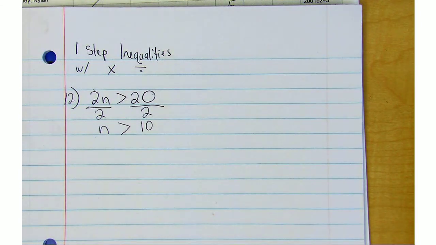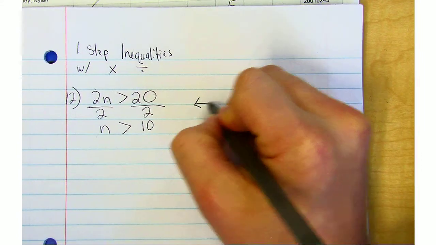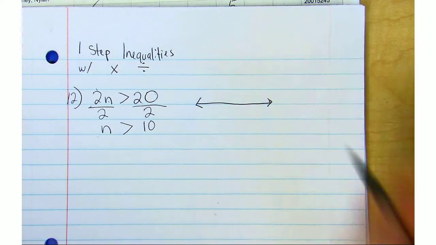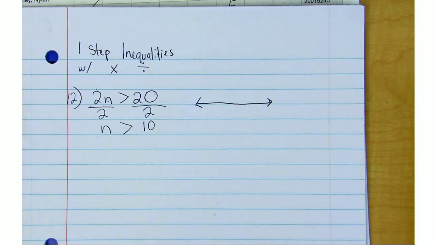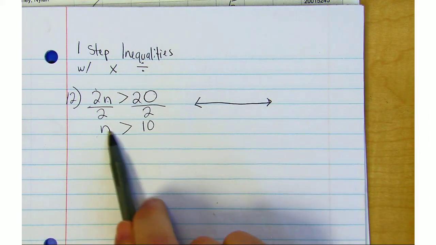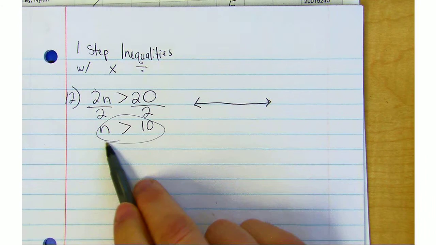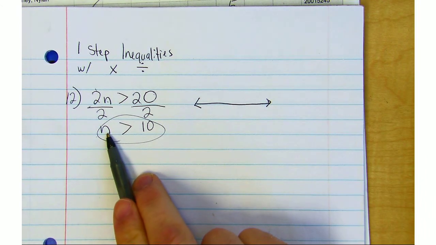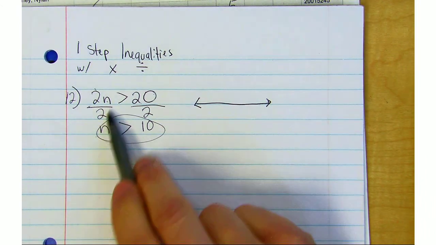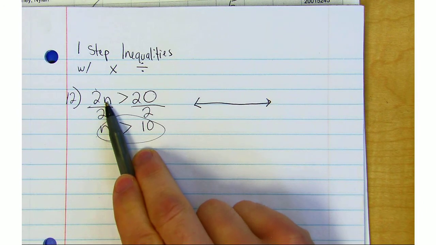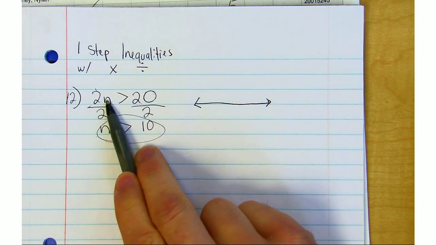We've got to divide. Some of these you're going to be able to do in your head just by looking at them, and that's okay. But in case you don't, this is the process. Now we're going to make a number line that shows all of the possible answers for n. It's going to be like a picture that represents this, because this is saying I could put any value in for n that's greater than 10 and it would work. If I put 11 in here, 2 times 11 would be 22, which is greater than 20.